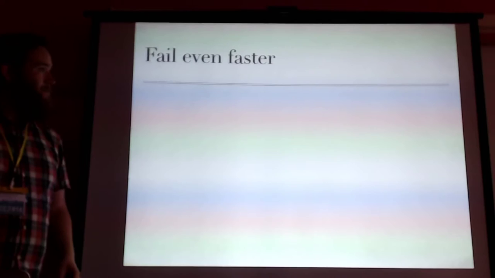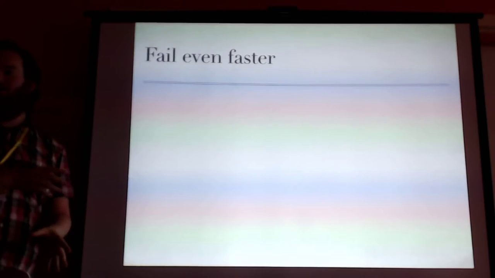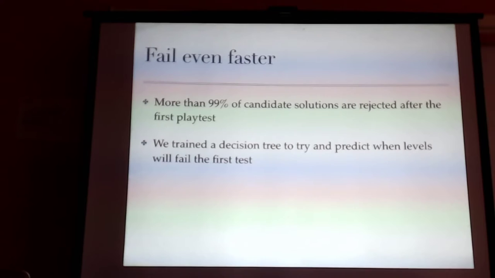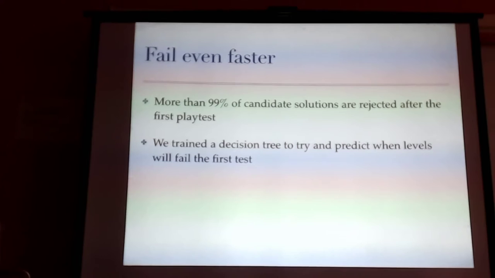So what we tried to do next is try and cut down some of those games that are just going to fail the first playtest. Because even though that's failing fast, it would be better if we could avoid failing at all. Yep, so more than 95%. So again, the simplest thing that we tried that seemed to work was training some decision trees using Weka to try and predict which levels will fail the first test.